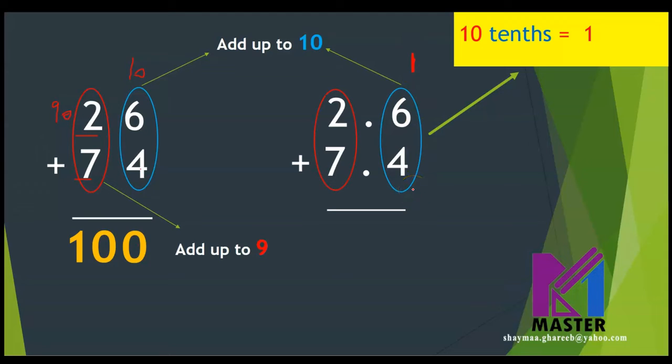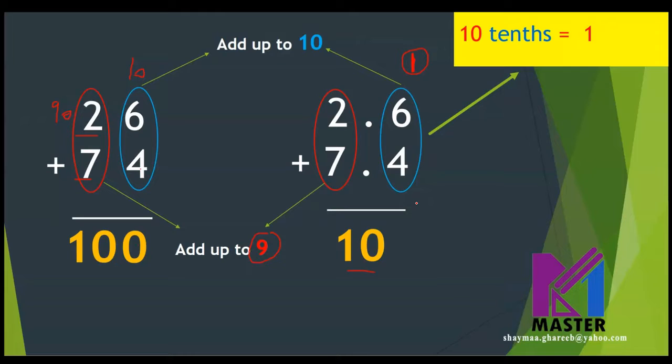Now, what about the digits in the units place, or the ones place? We have 2 and 7. 2 and 7 equals 9. Then they add up to 9. Now let's do the addition. These two digits together, the 10 tenths, equal 1. And 2 and 7 equals 9. Then 1 and 9 equals 10. So when I add these two decimal numbers, I get 10 at the end.